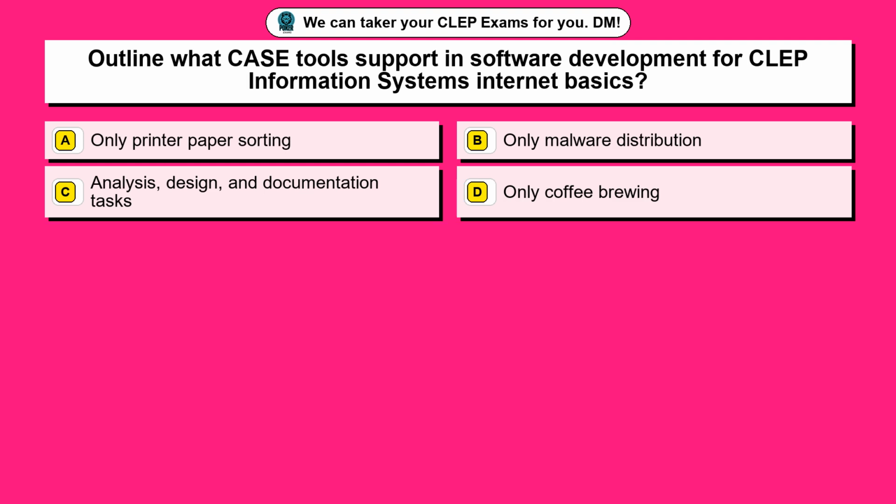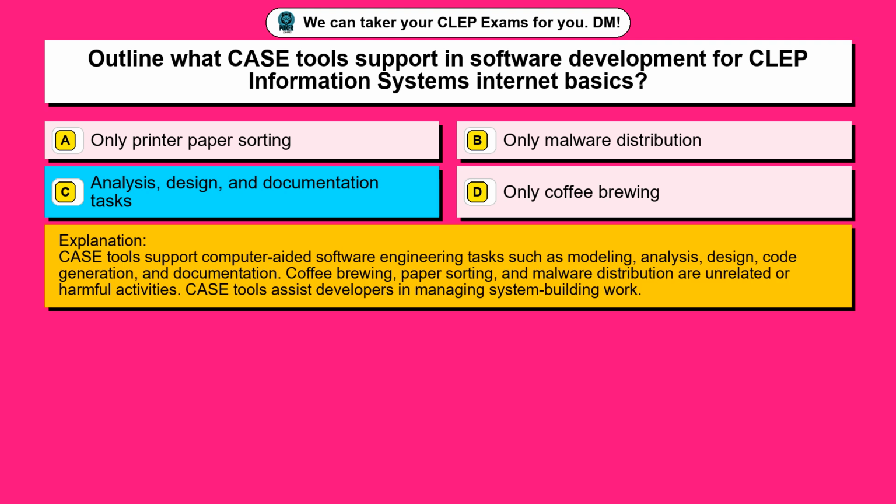Question 72. Outline what case tools support in software development for CLEP Information Systems Internet Basics? Option A. Only printer paper sorting. Option B. Only malware distribution. Option C. Analysis, design, and documentation tasks. Option D. Only coffee brewing. The correct answer is option C. Analysis, design, and documentation tasks.